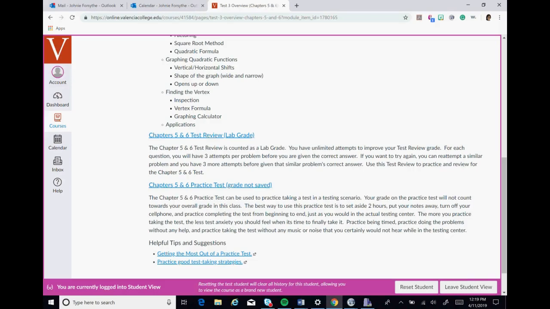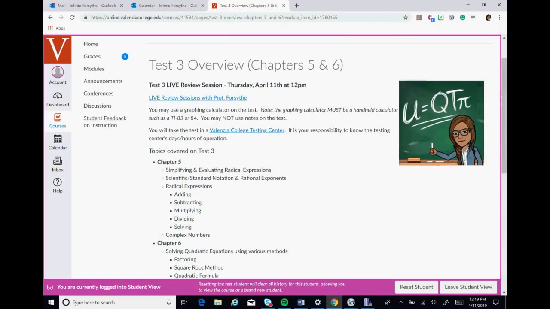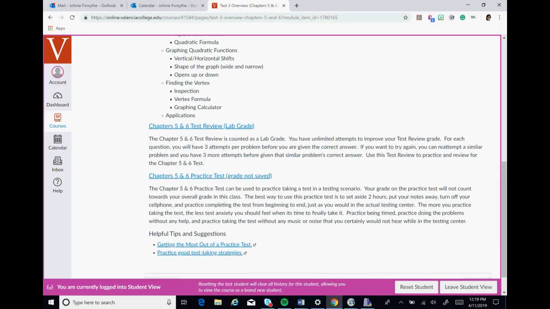So just know that that's just for you to practice testing, but the actual test review, which says lab grade beside it, will be counted as a lab grade. And I just have some helpful tips and suggestions for how you use a practice test and then good test-taking strategies. So what I'm going to do today is work through a test review.